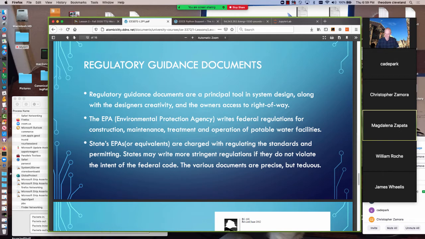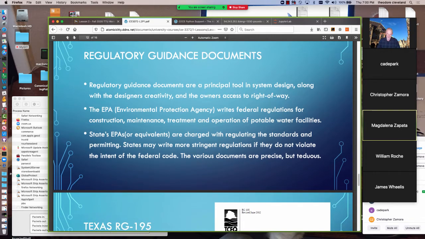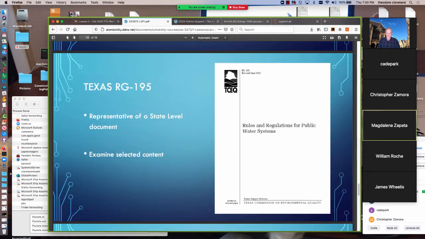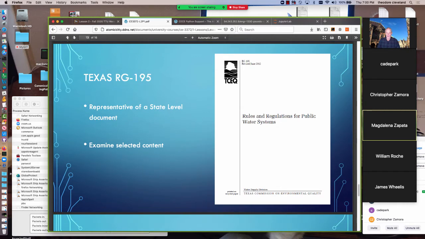These individual documents themselves, this is my wording, they're precise, but in many cases quite tedious. I think they accomplish in 90 pages what any one of us individually could accomplish in one or two tables in an Excel spreadsheet. But that's just the way they are. Probably because attorneys are involved in the writing.